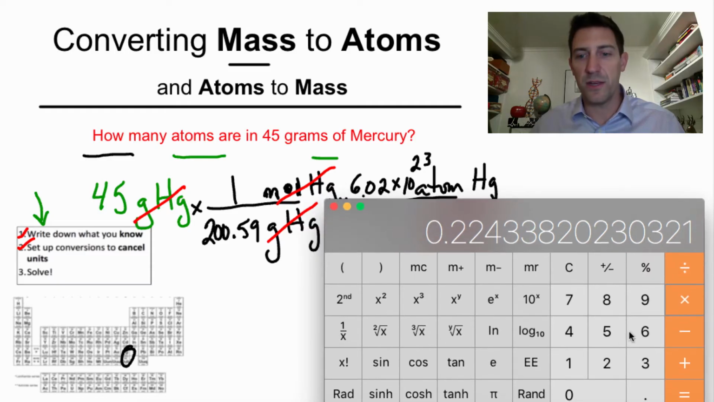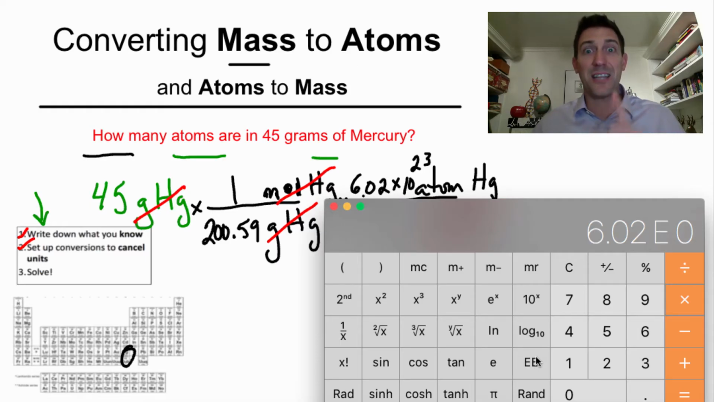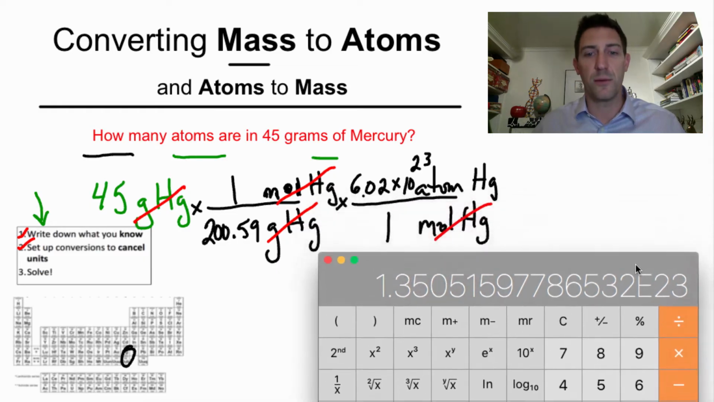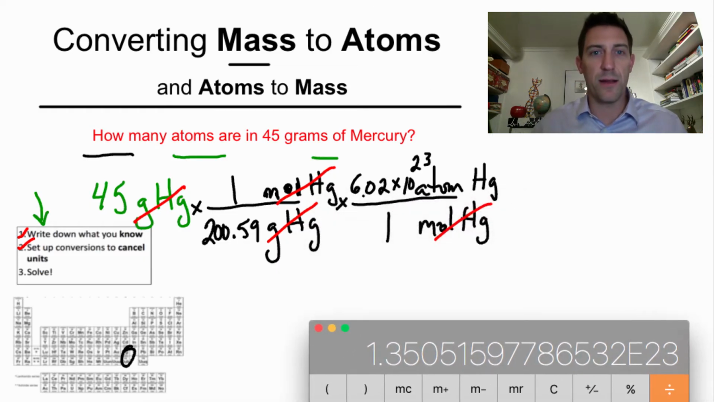6.02 EE. The EE means times 10 to the. So EE, the last part, is 23. I hit enter. Here's my answer. I've got 1.35. Don't forget to look way over here. This E23 tells me times 10 to the 23. I'm going to move this down and write it right up here.